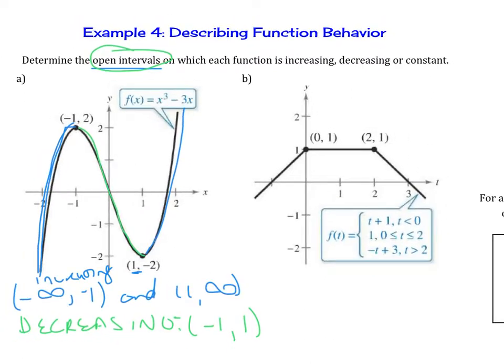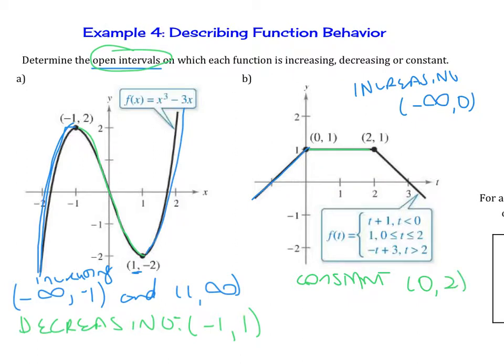Letter B. So let's talk about increasing. There's one spot where it is increasing, and it's from here. So that is from negative infinity to 0. Then we notice it's constant in the next area here. So it's constant between 0 and 2. And then it is decreasing here. So that is from 2 to infinity.